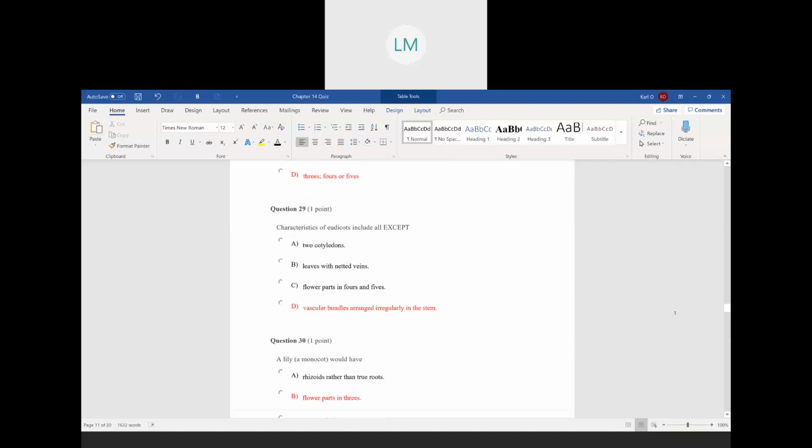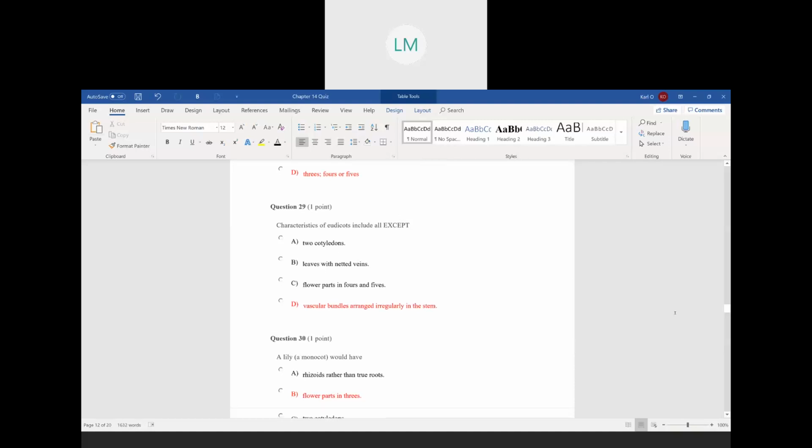Question 29. Characteristics of eudicots include all except. So they do have 2 cotyledons. That's where the di comes from. Dicots, 2 cotyledons. Leaves with netted veins, that is true. The monocots have the parallel veins. Flower parts in 4s or 5s, we just talked about that. The monocots are in groups of 3s. D is the correct answer here. Vascular bundles arranged irregularly around the stem. That is not true. They have it in a ring structure.